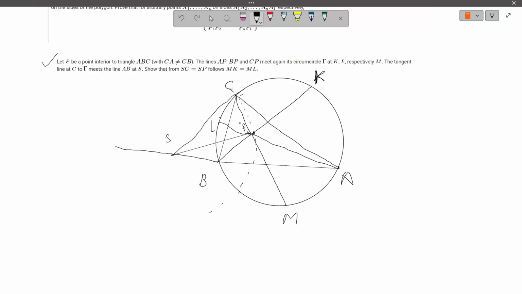Okay, so now define the intersection of the circle centered at C with radius SC, the second intersection, as something. Define it as C dash. Fine. So SC dash is the other tangent as well. True. This is also tangent.